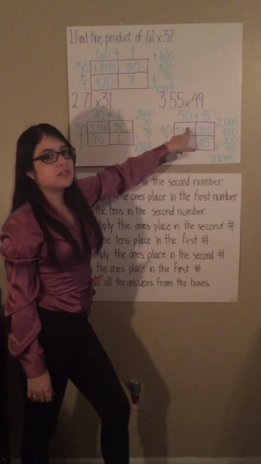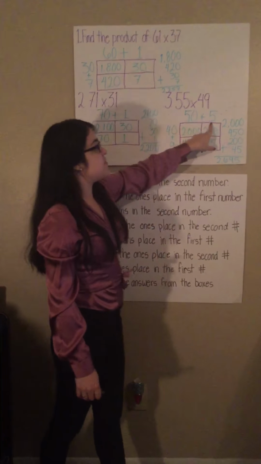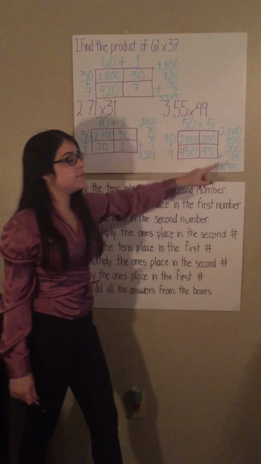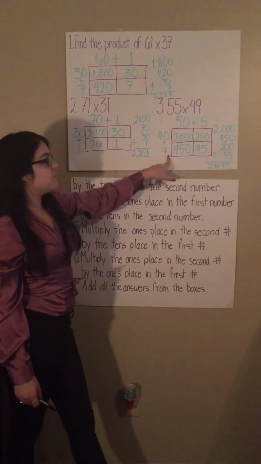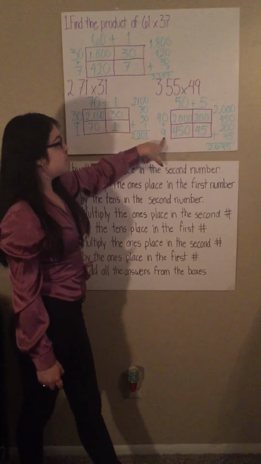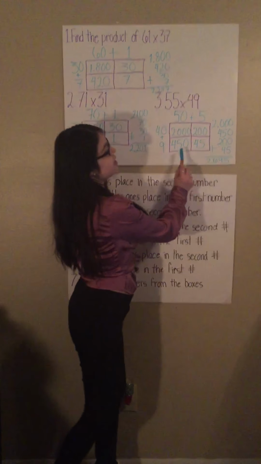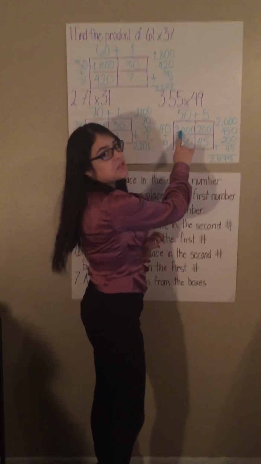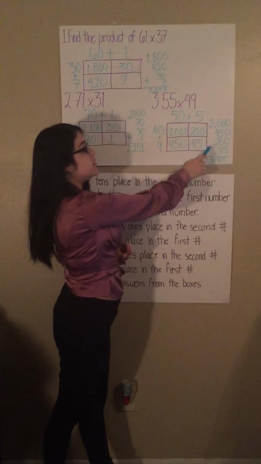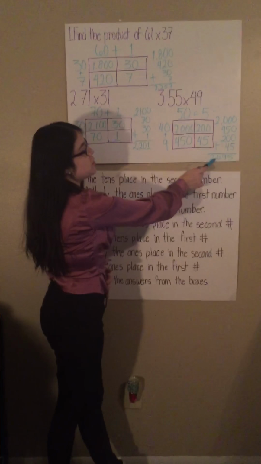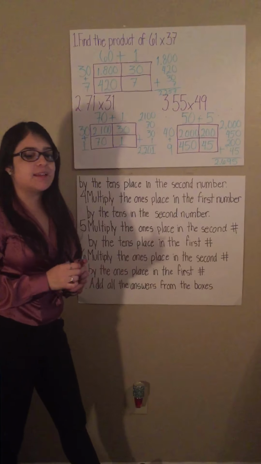You do 50 times 40, which is 2,000, and then we do 40 times 5, which is 200. And then over here, we're going to do 50 times 9, 450, and then we do 9 times 5, which is 45. Now we have to add it all together. So we do 2,000 plus 450 plus 200 plus 45, which equals 2,695. And that's our final answer.